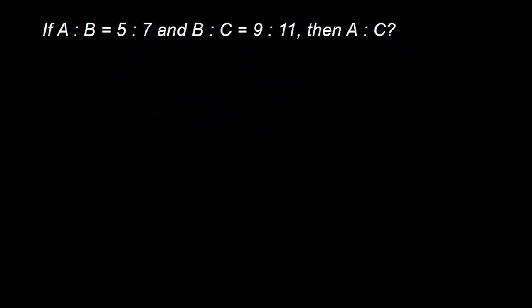If A ratio B is 5 ratio 7 and B ratio C is equal to 9 ratio 11, then find out the value of A ratio C. So I think it's an easy problem. What is A ratio B? So can I say this one as A by B or A divided by B? And can I say this one, B ratio C, is what? B by C. Sorry, this is what?